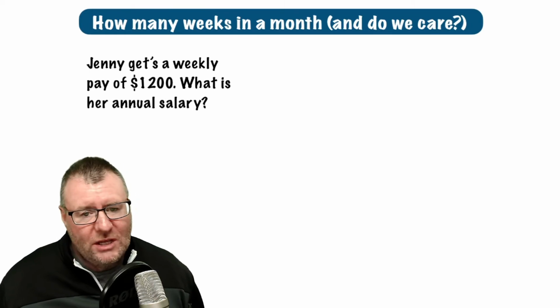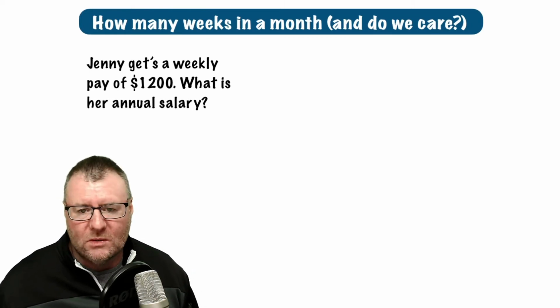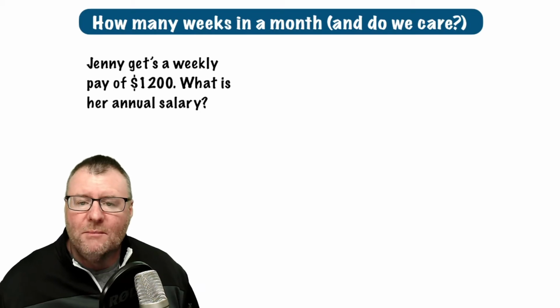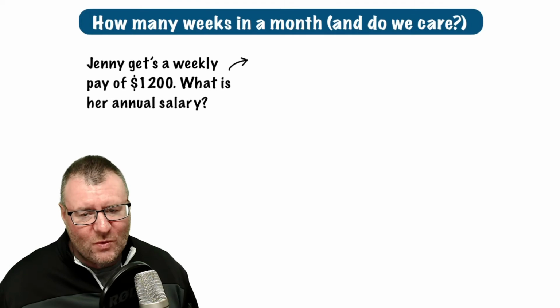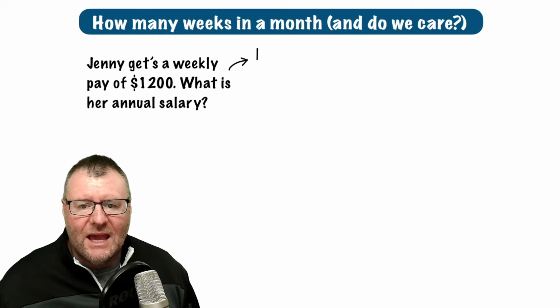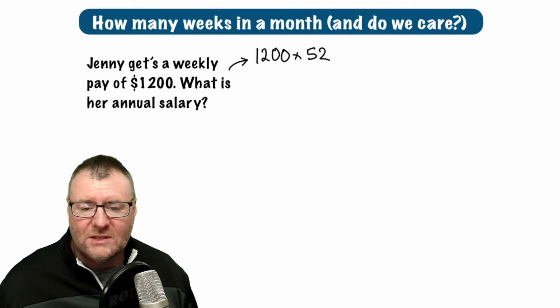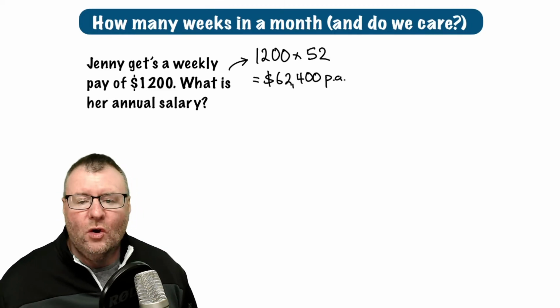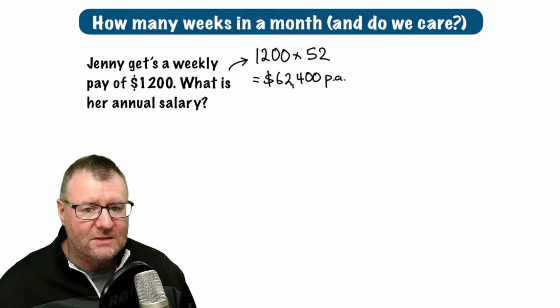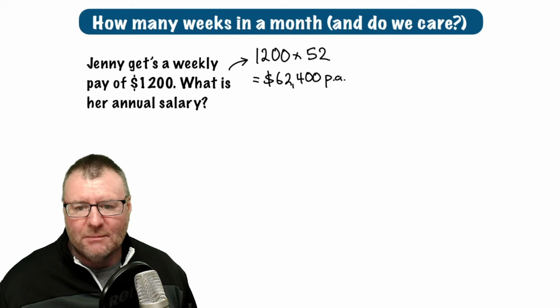So Jenny, she gets paid $1,200 every week. So what is her annual salary? Now remember, annual means a year. So in a year, how much will she get? Well, we take her $1,200 that she gets every week and we multiply it by how many weeks there are in a year. There's 52. So for every one of those weeks, she gets $1,200. So all up at the end of the year, her salary will be $62,400. The little PA means per annum, means per year.